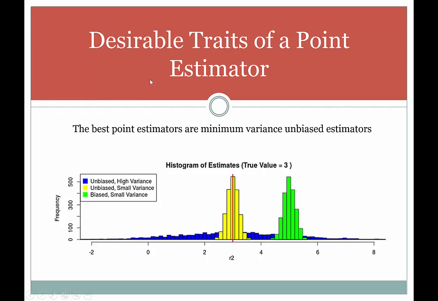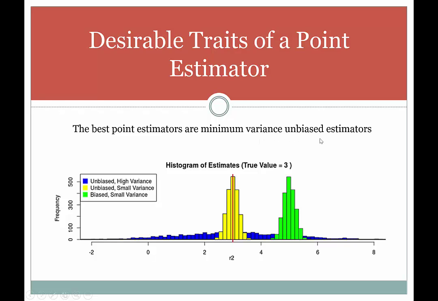Okay, so what are the desirable traits of a point estimator? Obviously, we just talked about the idea that we probably want them to have a very small standard error. So standard error, of course, is related to the variance, right? Because standard deviation and variance are just related to each other by the square and the square root. So if you square the standard error, you will get the variance. So what we're going to say is the best point estimators are minimum variance unbiased estimators. What that means is that they have the smallest standard error or variance possible among all estimators that are unbiased.